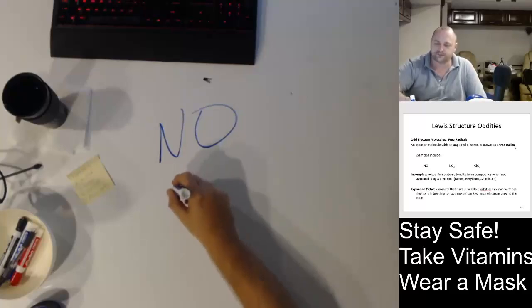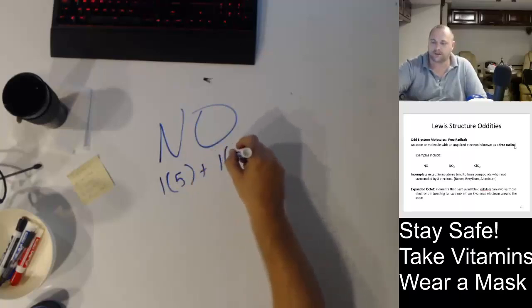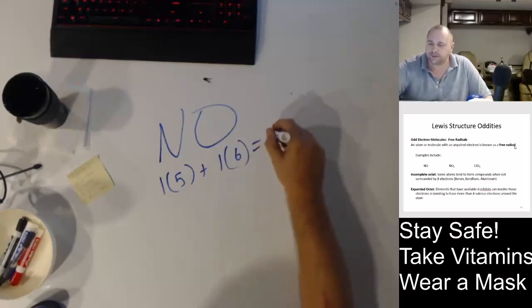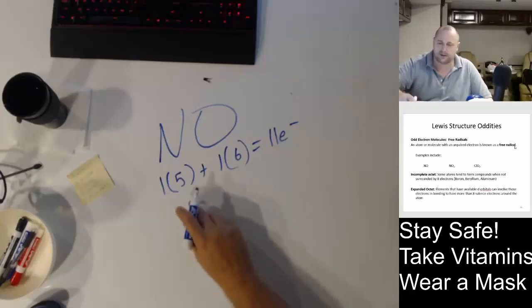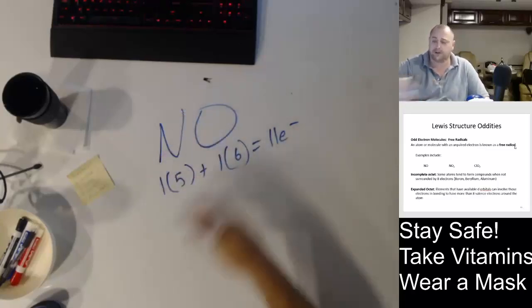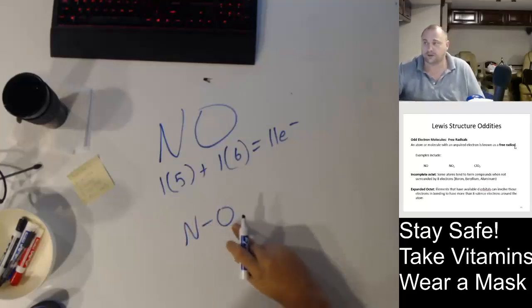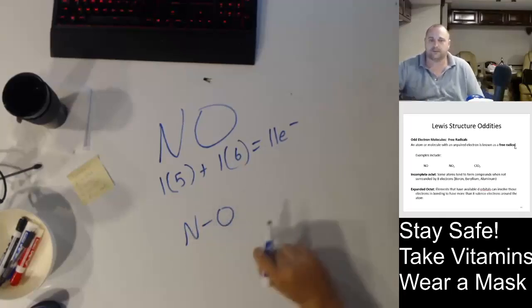All right. So nitrogen, 1 times 5 plus 1 times our oxygen. So I've got 11 electrons. We'll come back to that. No charge on this, right? So here we go. Nitrogen connected to O. Oxygen is closer to fluorine. That is my outside atom. This is my central atom.